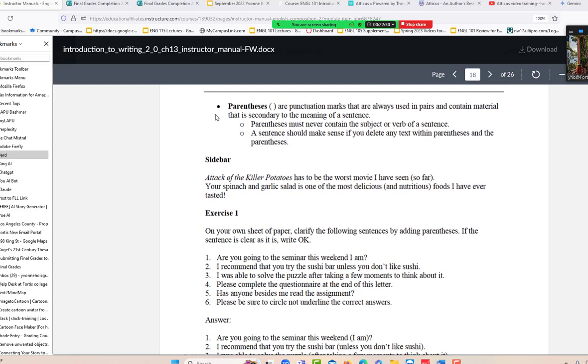Parentheses. Parentheses are punctuation marks that are always used in pairs and contain material that is secondary to the meaning of a sentence. Parentheses must never contain the subject or verb of a sentence. A sentence should make sense if you delete any text within parentheses and the parentheses. Attack of the Killer Tomatoes has to be the worst movie I have seen. Your spinach and garlic salad is one of the most delicious (and nutritious) foods I have ever tasted.